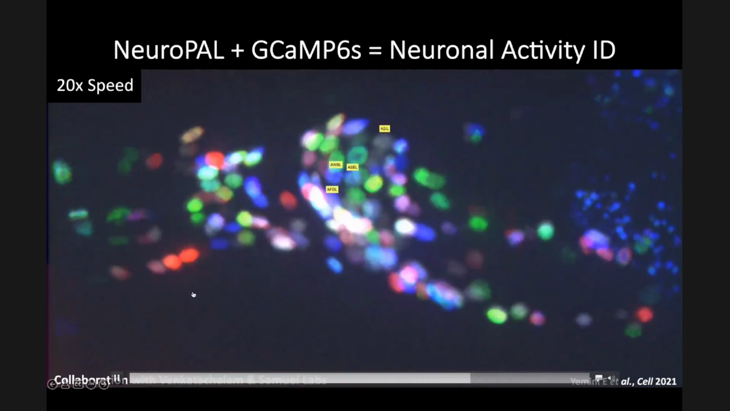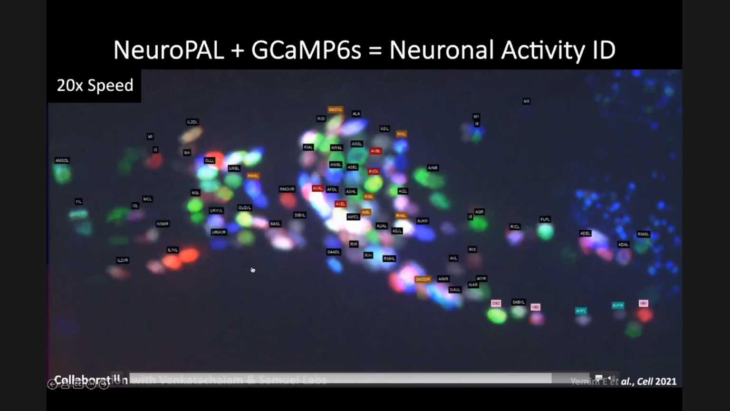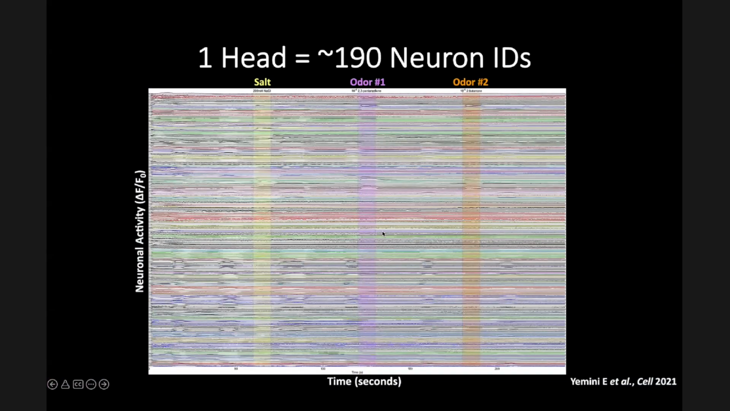This is a collaboration with the Venkatachalam lab that's at Northeastern now, and the Samuel lab, which is at Harvard. And I've sped it all up. And here, this is just one head. Just to show you how much data goes into this, it's about 190 neurons in this head of this worm. I've ID'd all of them, and that's what you're seeing here, the neuronal activity.